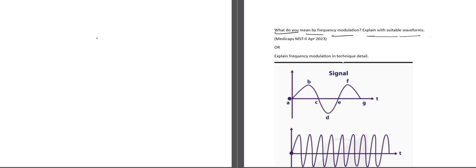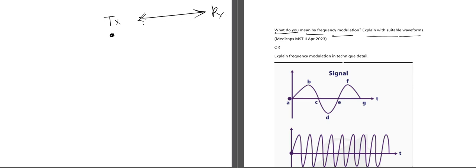Now we all know that the term modulation means a technique by which we can send low frequency signals or weak signals to a larger distance, from the transmitter to the receiver which are present at a large distance apart. Suppose this is a transmitter and this is the receiver. We want to send a weak signal, and this distance is very large.